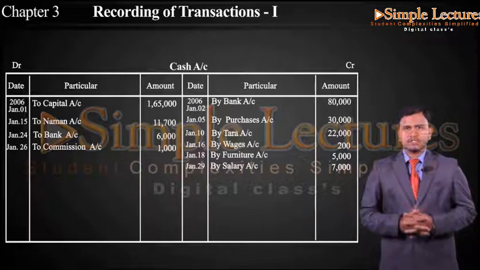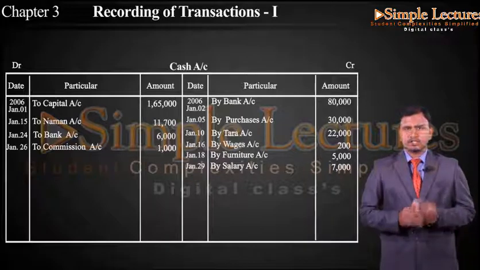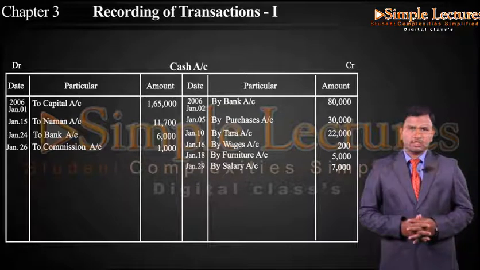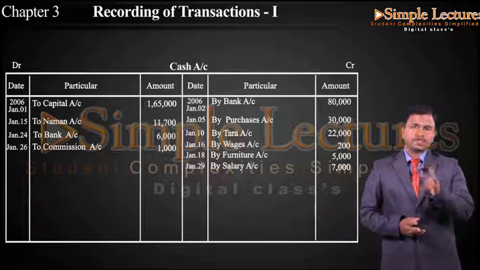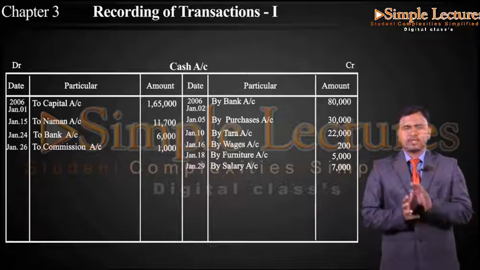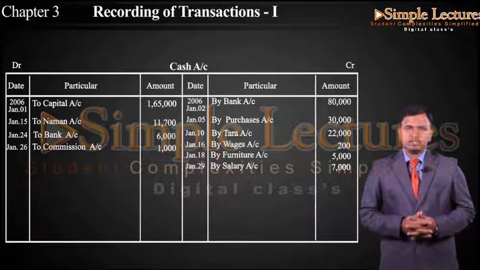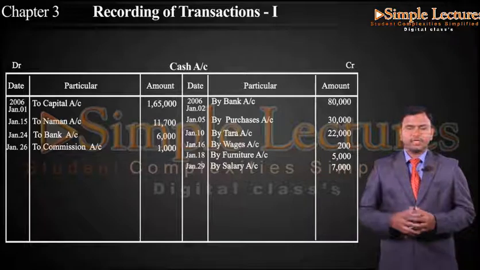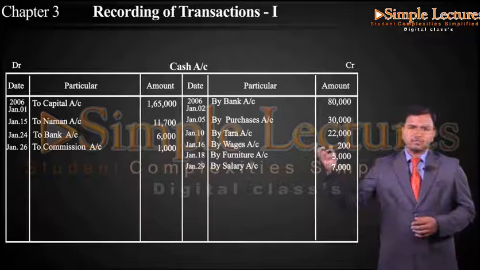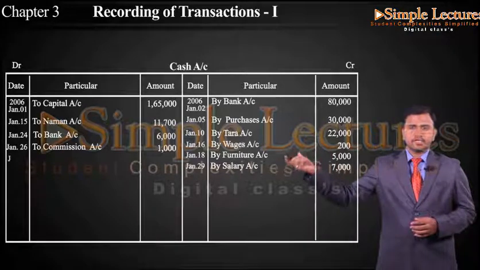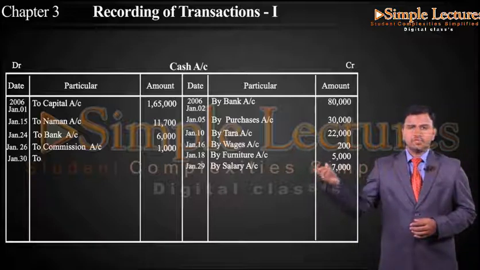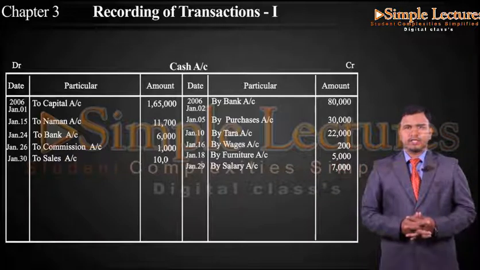So the last entry we have on the Jan 30th, cash account debtor to sales account. So here the cash was debited, it's nothing but the cash was received against the sales. So this will be taken in the debit side. So the entry will be on date Jan 30th to sales account amount 10,000.